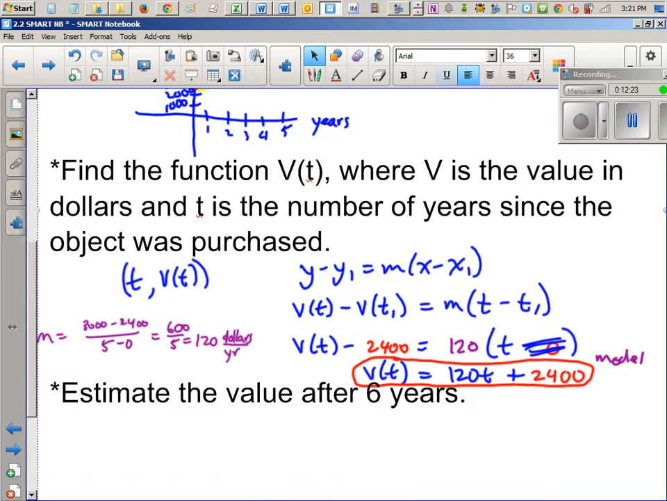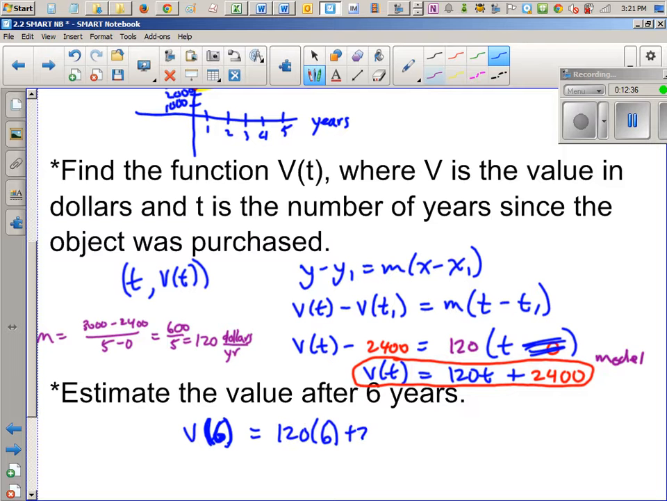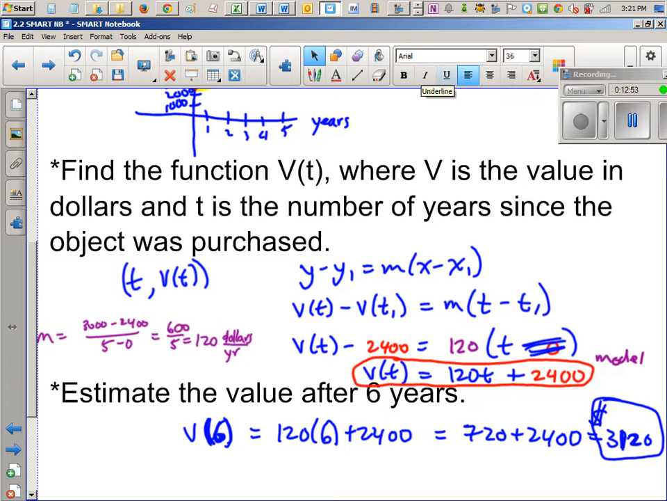Okay, so now that we have the model, we can just simply use it. So we're trying to find the value after 6 years. Mathematically, we write that as v of 6. That's a positive 6. V of 6. So we're just going to do 120 times 6 plus 2400. In other words, 720 plus 2400. In other words, 3120. This is a dollar amount. It's a value, so you should give it units, especially on a word problem, a story problem. Okay, that's a pretty easy step there, but pause it and rewind it if you didn't catch it all.